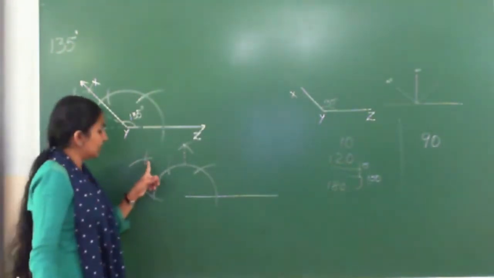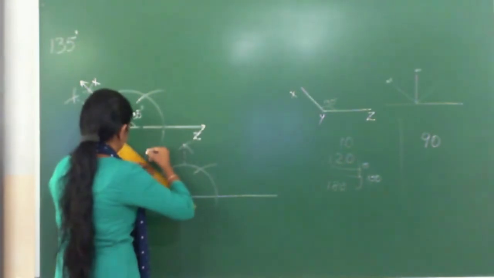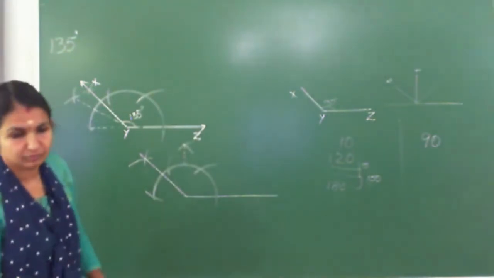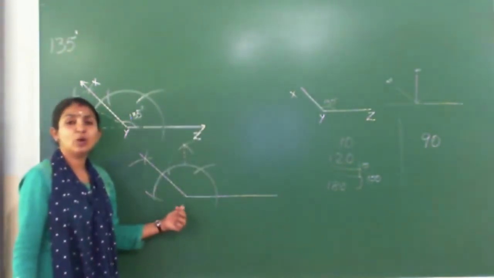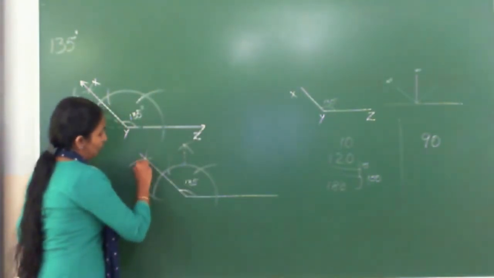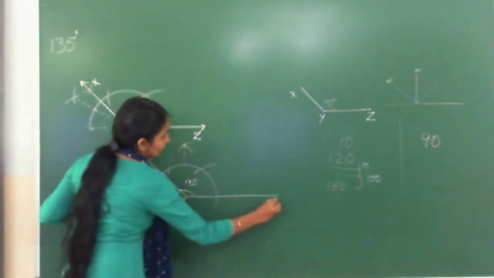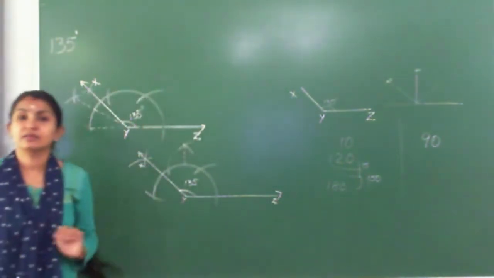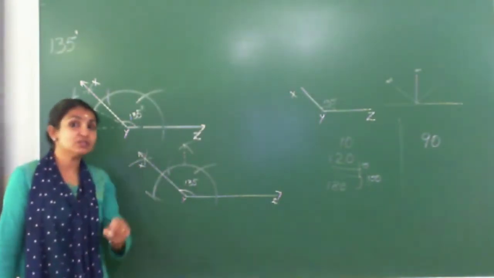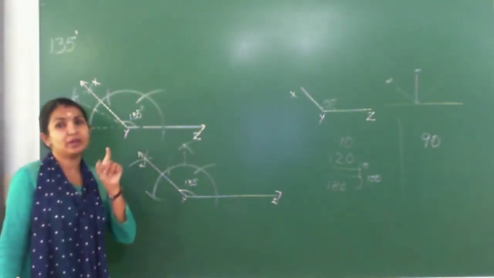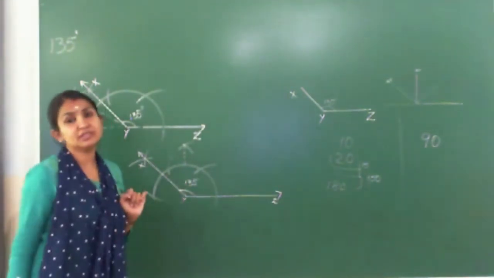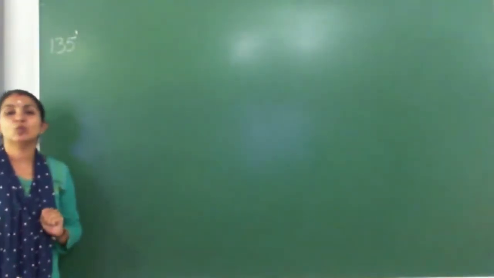Now we can join these. This is the required 135 degree angle. Now name it X, Y, Z and check with your protractor whether it is 135 or not. If it is not 135, somewhere you made a mistake, which means your accuracy was not there when you were doing this or drawing this. So we completed the 135 degree angle.